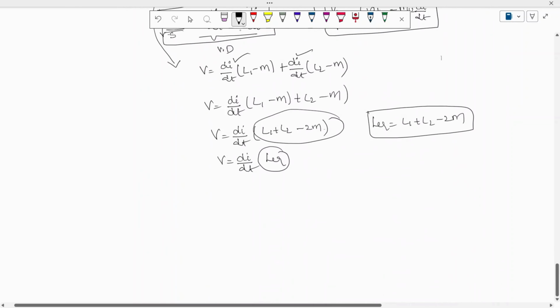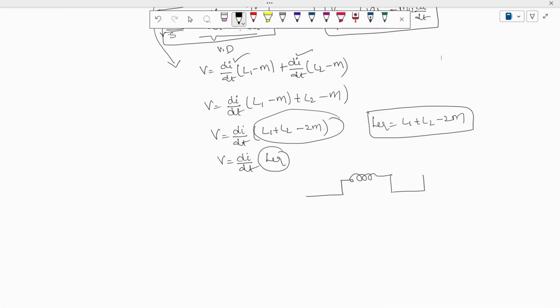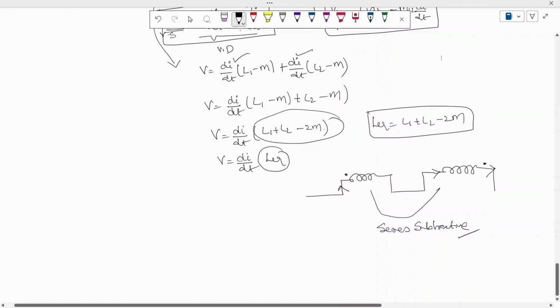Okay, so series subtractive, you can draw as shown here. This is one inductor and this is another inductor. Here, to this coil the current is entering, the dot is available at this point. To this coil, the dot is available at the leaving end. Current is entering at this point and current is leaving at this point, the dot is at leaving, so I can call this series subtractive, in a series connection.